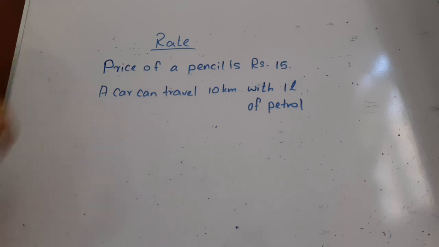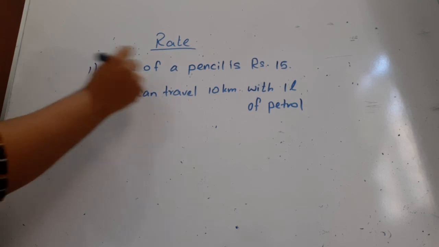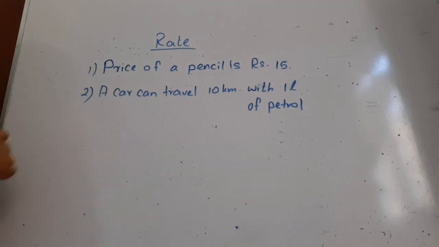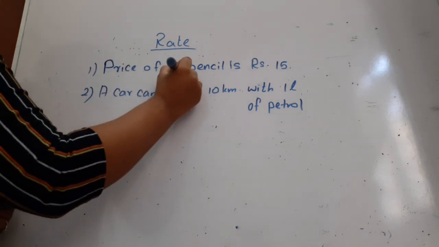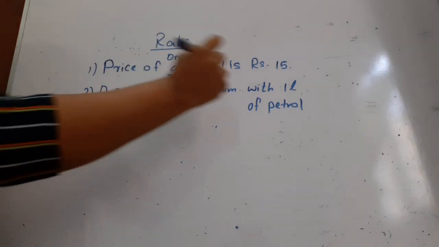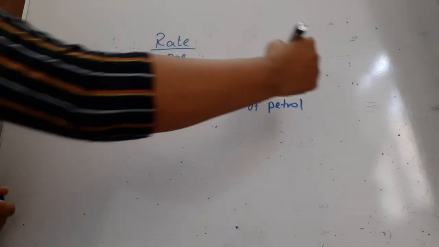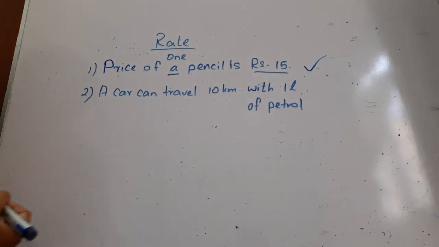So I have written 2 examples here, sentences here. First one is price of a pencil is rupees 15. So here this denotes one pencil. That means the number of pencils, whereas this denotes the price of it. So they are 2 different units. Am I right? So this is a rate.